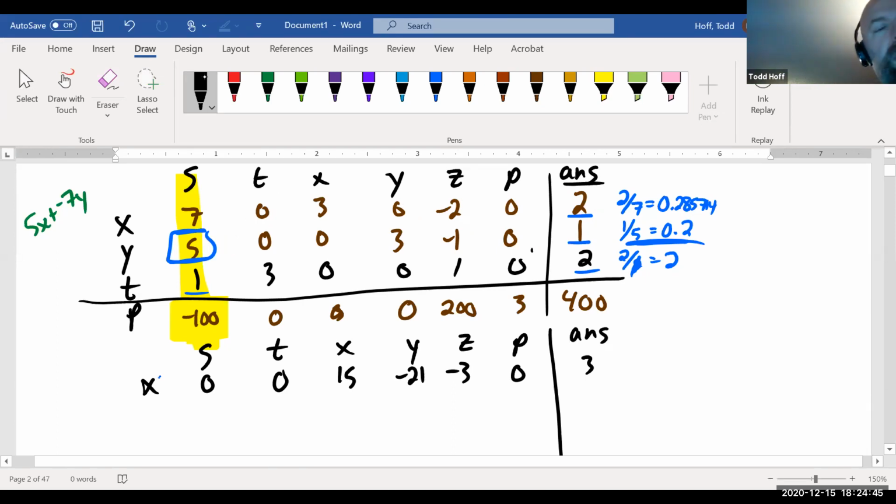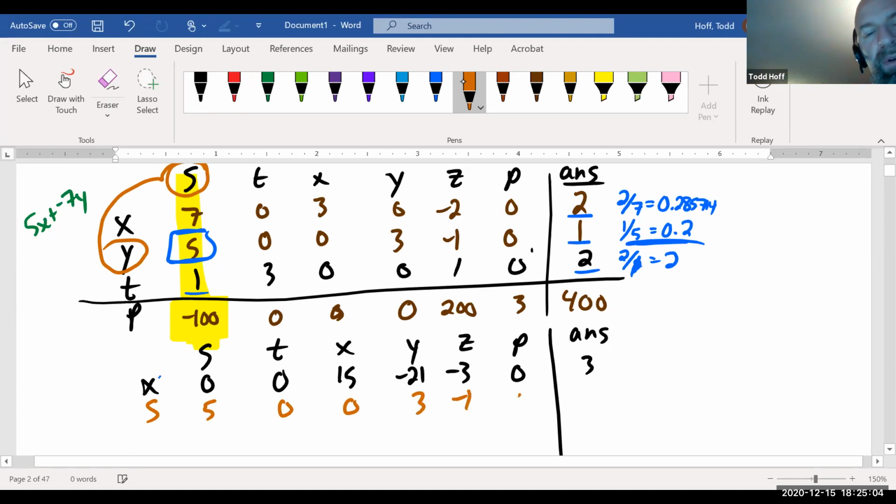The Y row is my pivot row, so it doesn't change. The only thing that's going to change is I replace the row title with the column title. It's pivot row or pivot column S. So I'm going to move S down to be the title of that row, but the numbers are going to stay the same. So 5, 0, 0, 3, negative 1, 0, and 1.